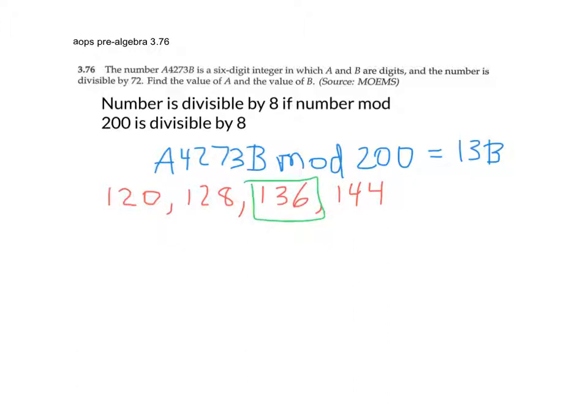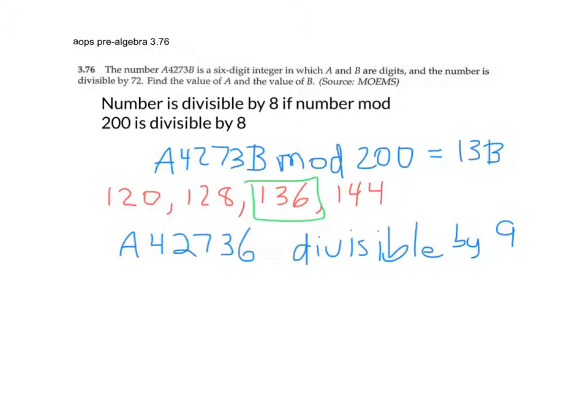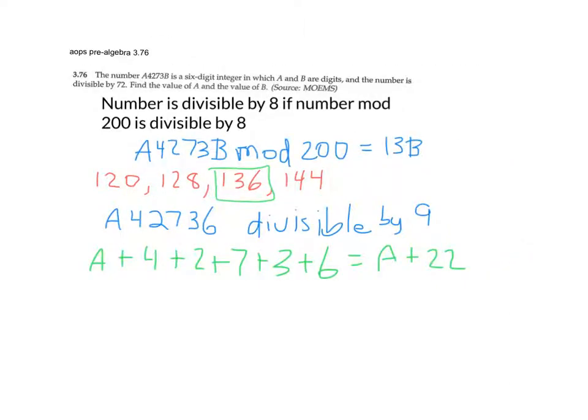So ending in 6. So now we say, okay, it ends in 6. So these digits have to be divisible by 9. So we can add up the digits and then see what we need. We know what we have here. We have this string, and we know the 6 is needed in order to be divisible by 8.